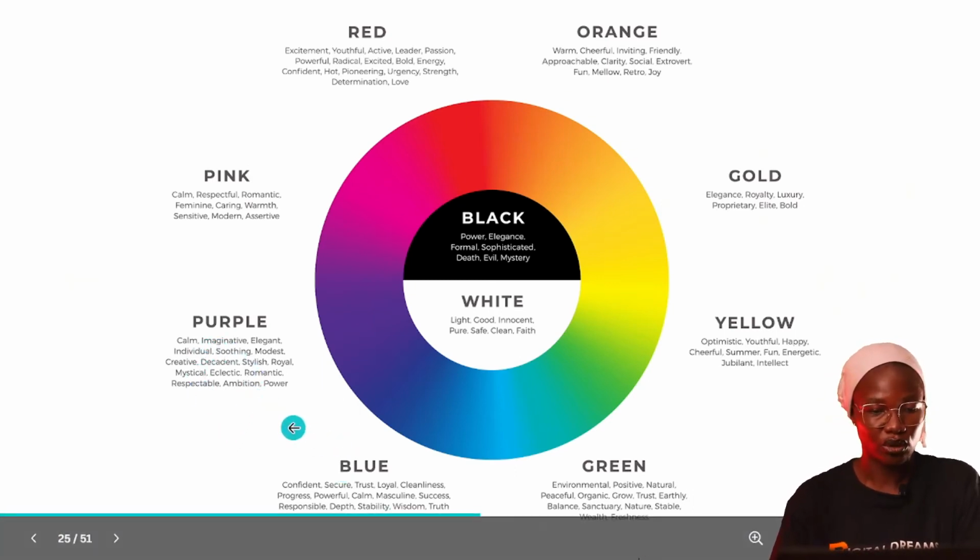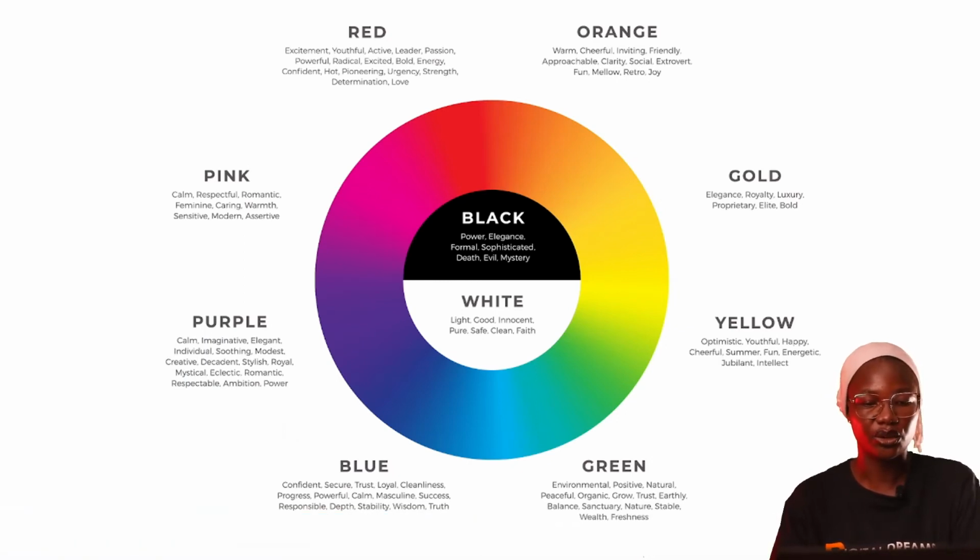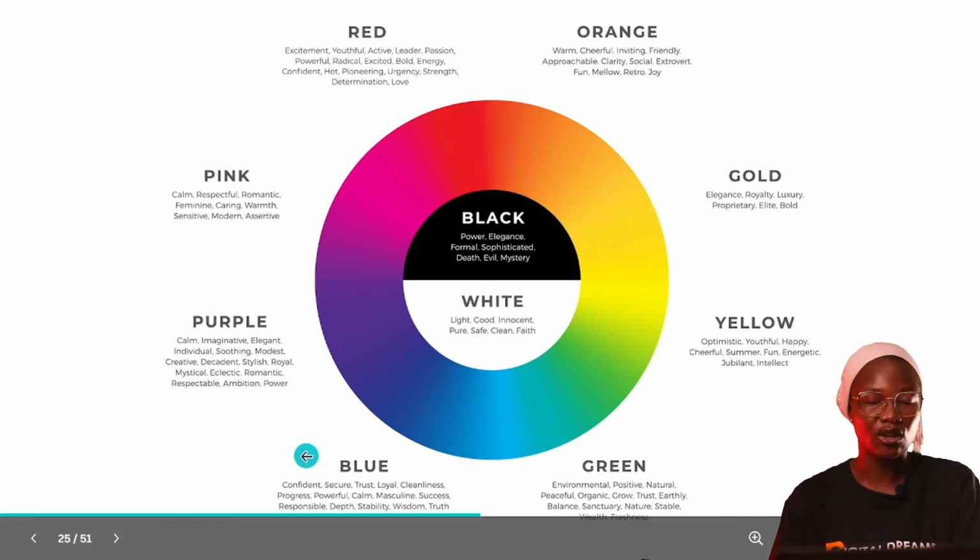So we have the blue color. How does blue make us feel? It makes us feel confident, secure, trust, loyal, cleanliness, progress, powerful, calm, success, responsible, depth, stability, wisdom, truth. That is the psychology behind the blue color, right?